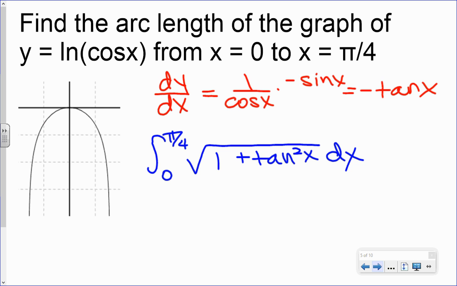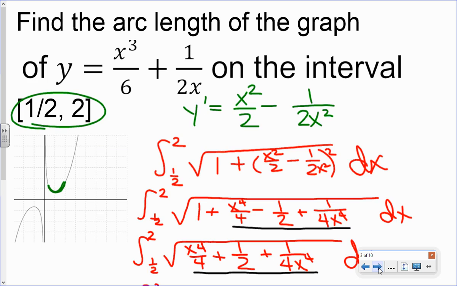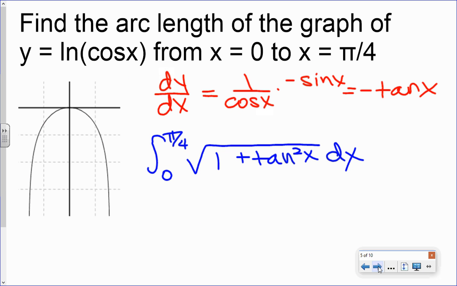1 plus the derivative squared is sine over cosine, squared. Okay, Isaac. 1 plus tangent squared. Yes, 1 plus tangent squared. Secant. How can we rewrite 1 plus tangent squared?